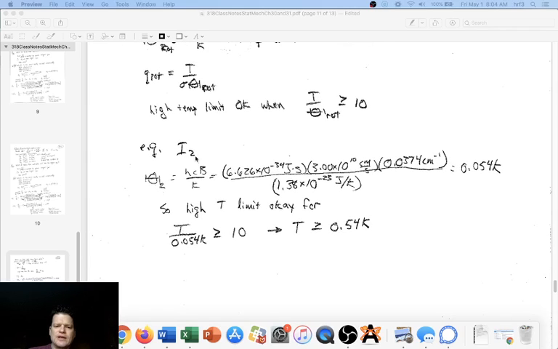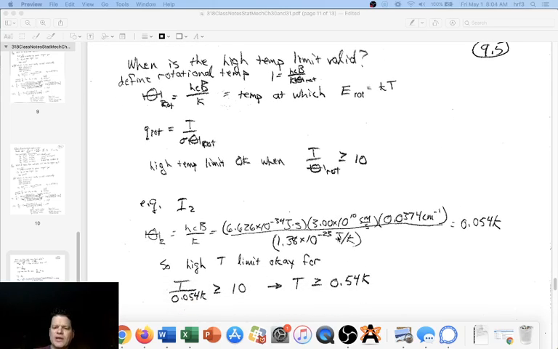So let's solve for this for iodine, plugging in the numbers here, and we get 0.054 Kelvin for our rotational temperature. So the high temperature limit would be when we're at 10 times that value. That would be 0.54 Kelvin. This is perhaps surprising, that we're already at the high temperature limit for half of a Kelvin. That's a really low temperature at which we can use the integral instead of the sum.